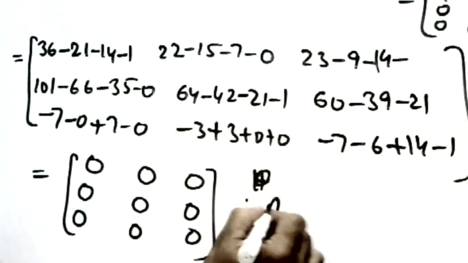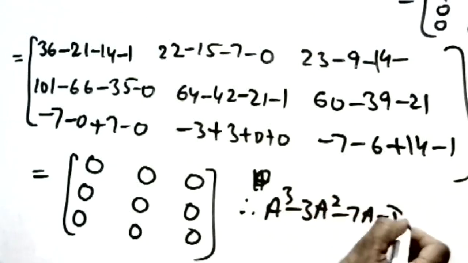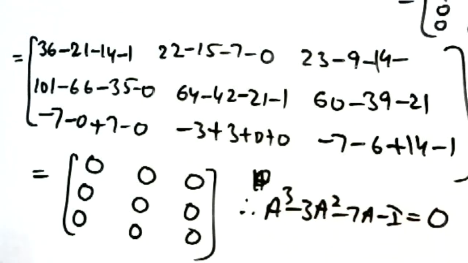Hence we got A cube minus 3A square minus 7A minus I equals the zero matrix. Hence we can write that the Cayley-Hamilton theorem is verified. Hence the Cayley-Hamilton theorem is verified.